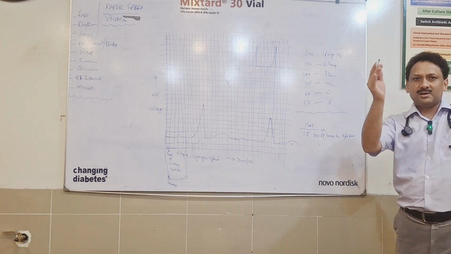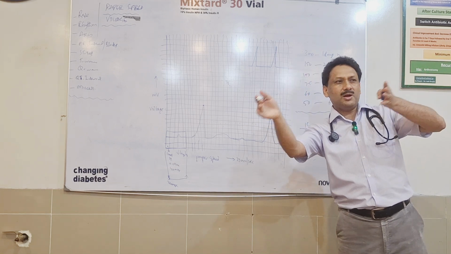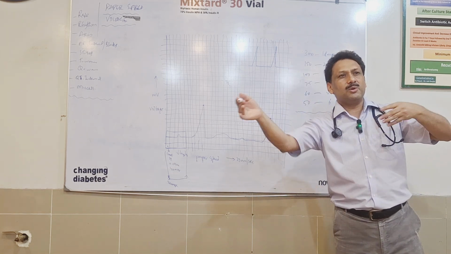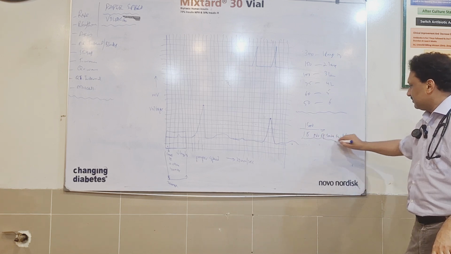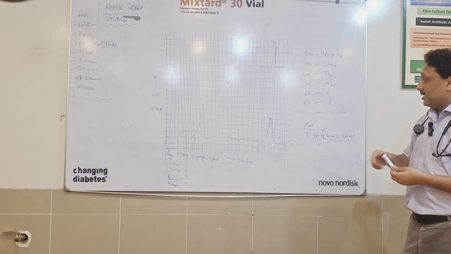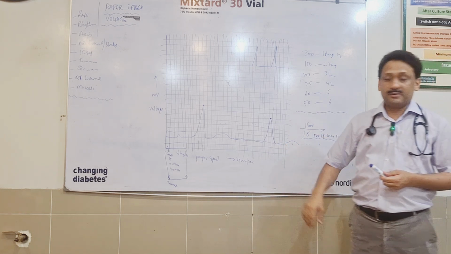2 R's means 2 ventricular contractions, 2 QRS complexes, between which you have to count. So this is the exact way to calculate.